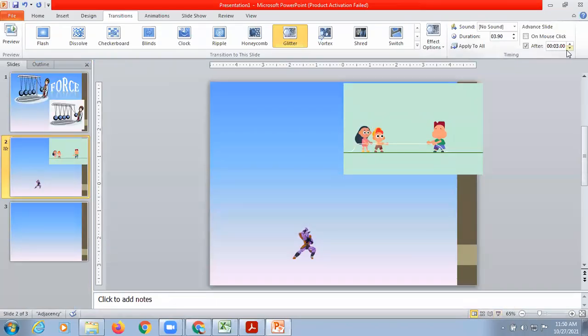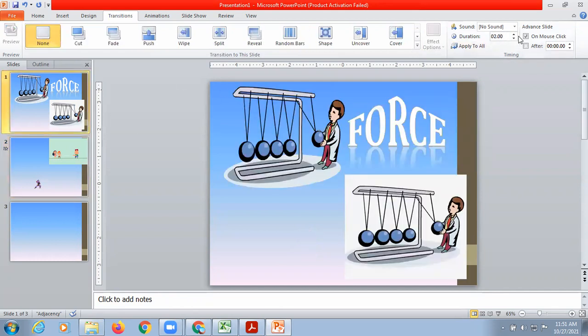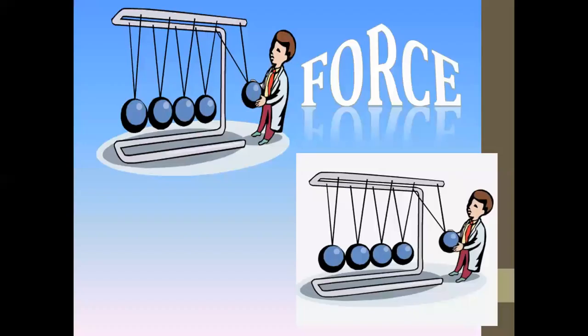Okay, after 3 more seconds. The duration of the first slide is very long. Okay, so I have to reduce this duration also. Make it 0.25 and now play. This duration also, reduce. 0.25 is fine and play.